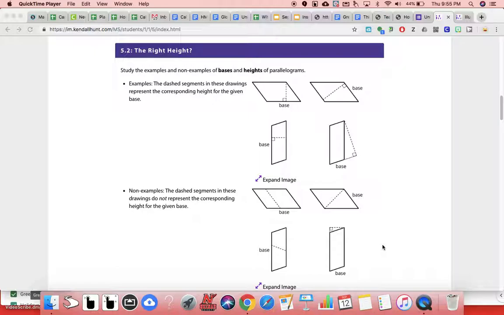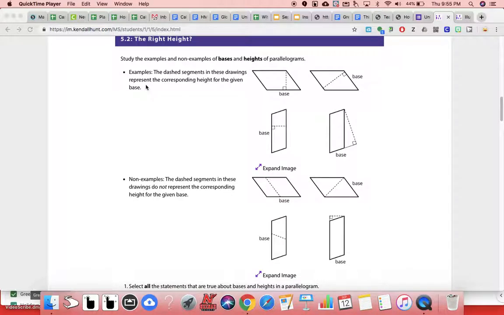If the dashed segments are used to cut the first three parallelograms in the examples, the cutout pieces could be rearranged to form a rectangle. The same cannot be done for this one with a dashed segment on the outside. If you look at this example, if I were to cut it here, I could slide this over to make it a rectangle. If I cut this here, I could slide this over to make it a rectangle. If I cut this here, I could slide this down to make it a rectangle. That's true for each of my base and heights in my examples.